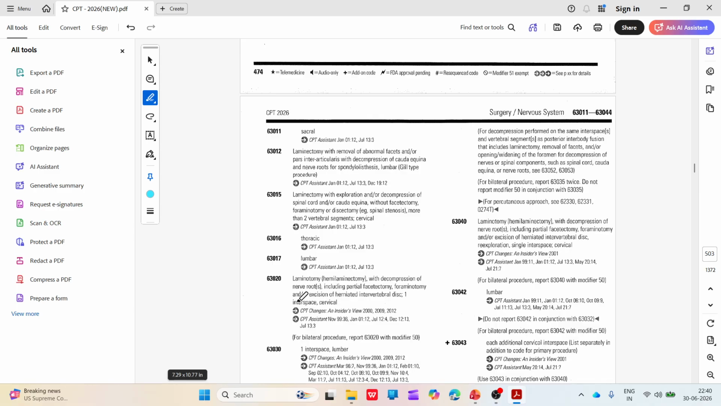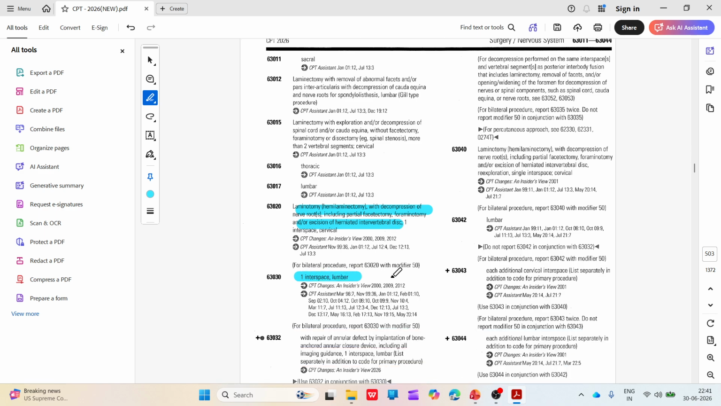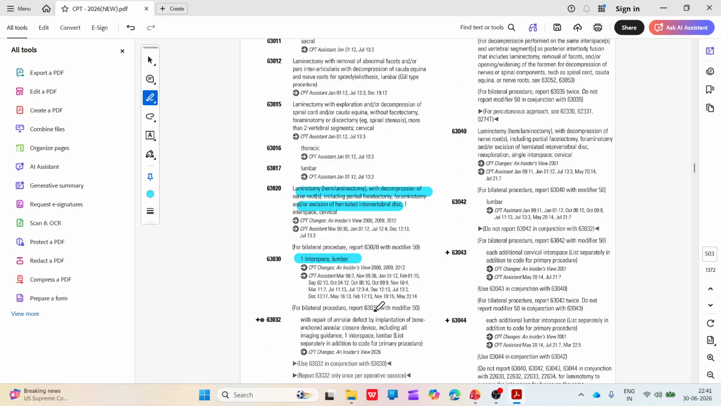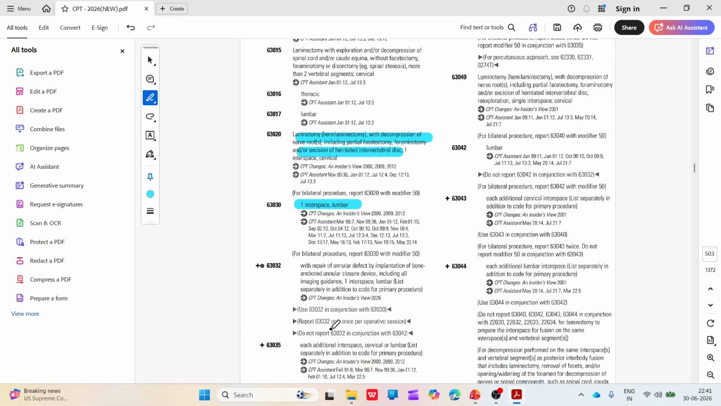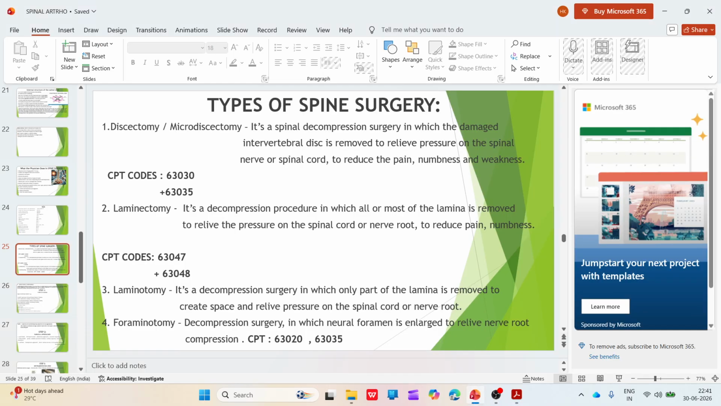630. So this one is the laminotomy with the decompression of the nerve root, including the partial fasciectomy, foraminotomy, excision of herniated disc, one interspace lumbar, and 630-35, that is, and each additional interspace of the cervical or the lumbar. Okay, so this one is the microdiscectomy procedure.